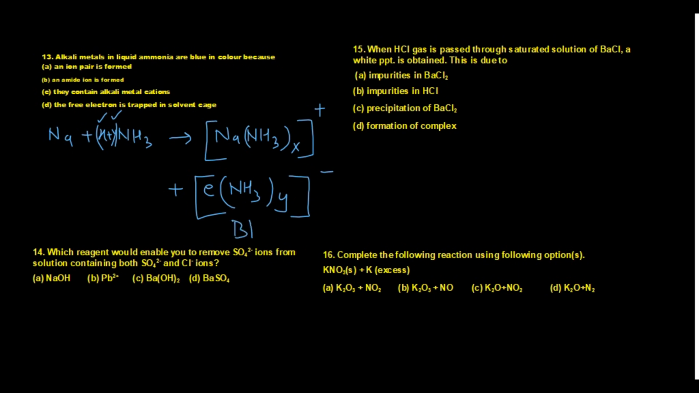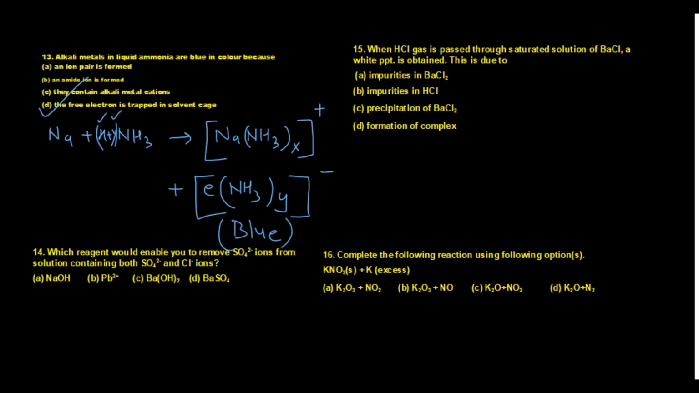However, there is no need to write the blue because I have already written the equation with the help of the blue. Okay, so if I check the options, option D is looking correct. The free electron is trapped in the solvent cage. Basically ammonia is your solvent cage. Now moving to the next problem, what it says.